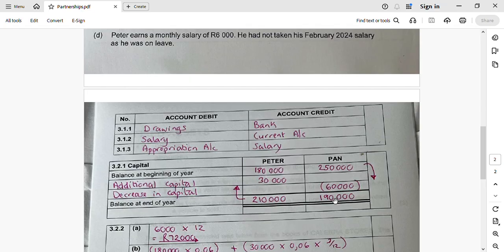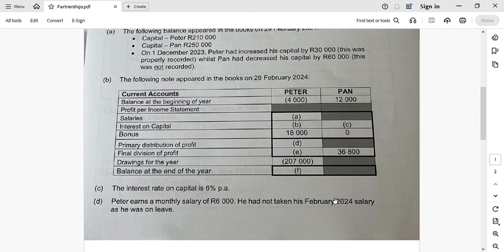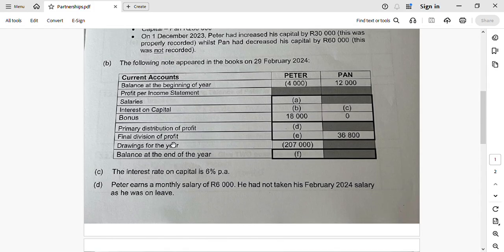Okay, then we've got to fill in some missing amounts for these various things here, A to F. Okay, starting with A, that is the salary, and they tell you that Peter earns a monthly salary of 6,000 Rand, and he had not taken his February salary as he was on leave. No matter what they tell you, the amount that you record here is the amount that the partner should have earned. In other words, what he should have earned for 12 months.